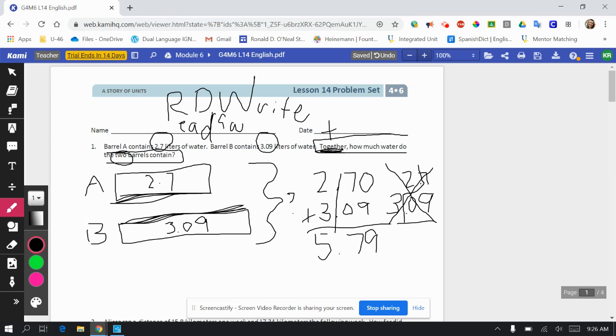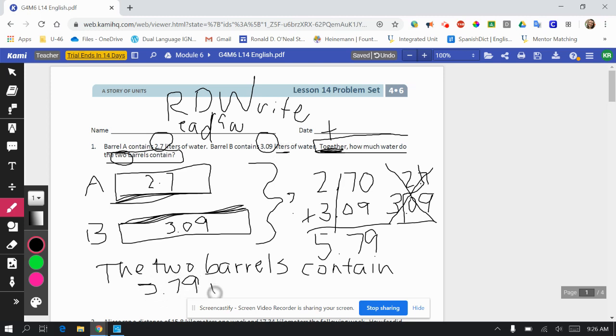So then I'm ready for the last step, which is write a complete sentence. The 2 barrels contain 5.79, and up there, liters is important as well. All right, that is a 5. There we go. On to number 2.